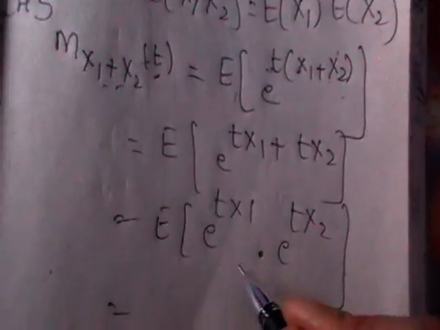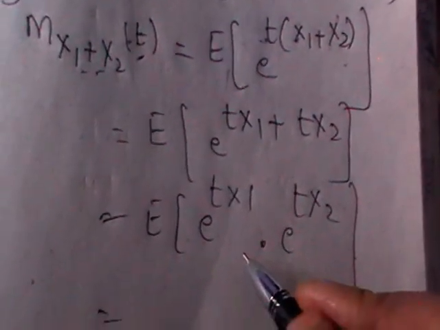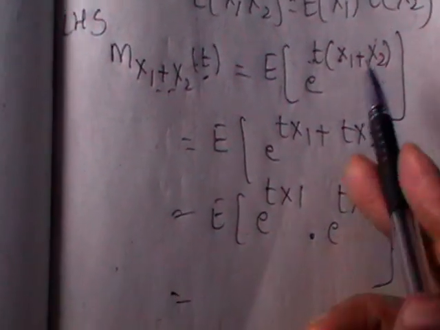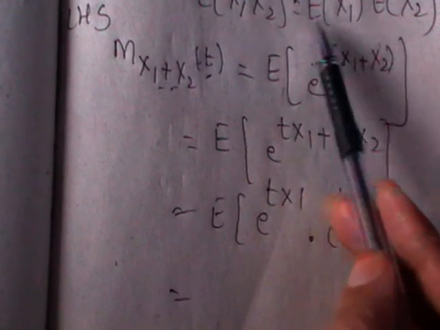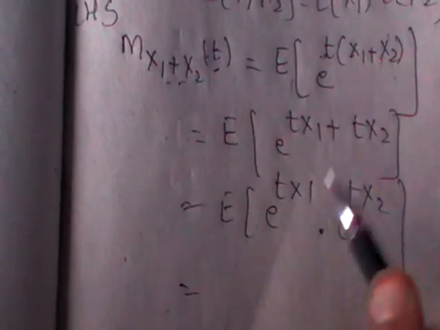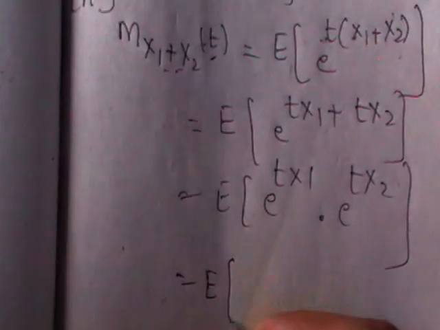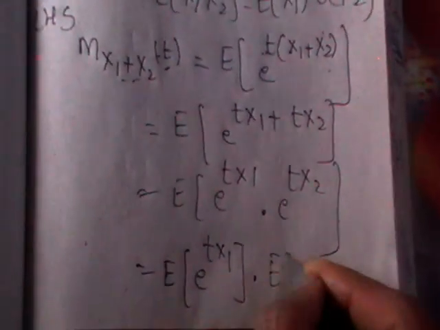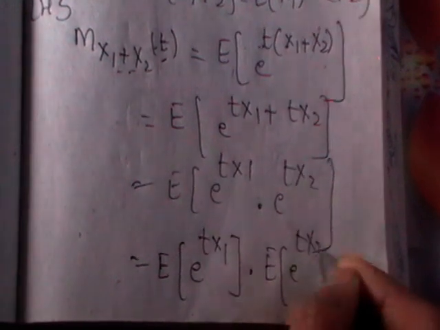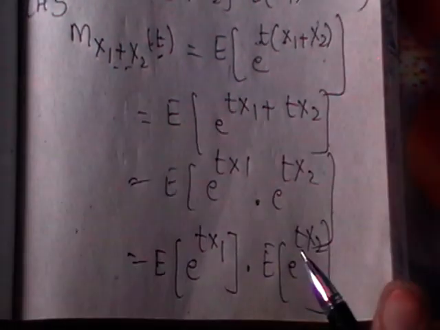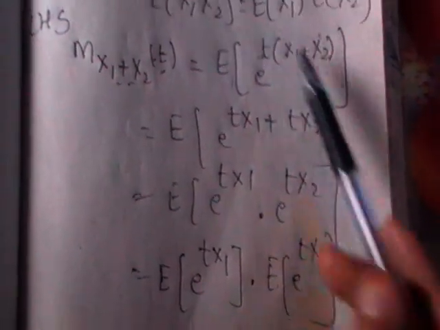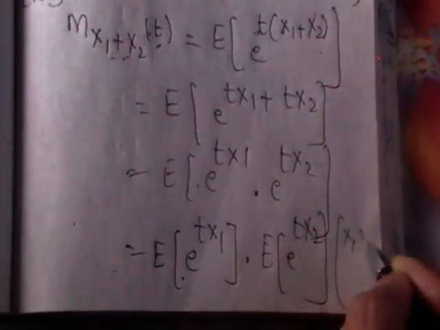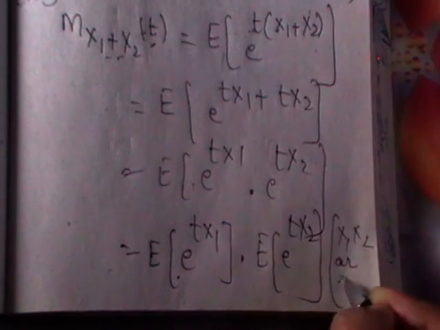Here it is given that x1 comma x2 are independent. Whenever x1 comma x2 are independent, we know that e of x1 x2 can be written as e of x1 into e of x2. So this is nothing but e of e power tx1 into e of e power tx2. If they are not independent, we cannot write it this way. Only when they are independent can we write e of x1 x2 as e of x1 into e of x2. So I have split it since x1 and x2 are independent.